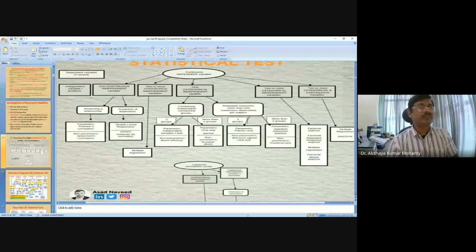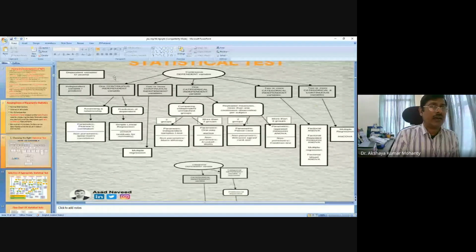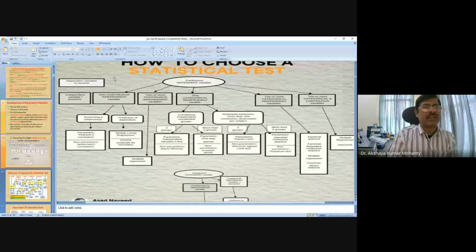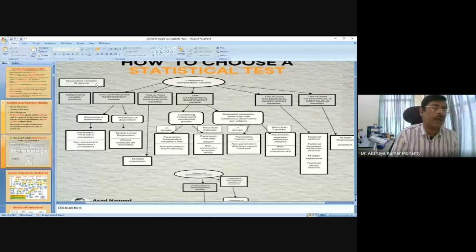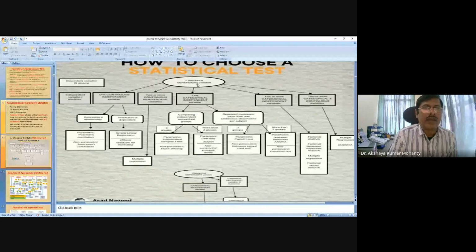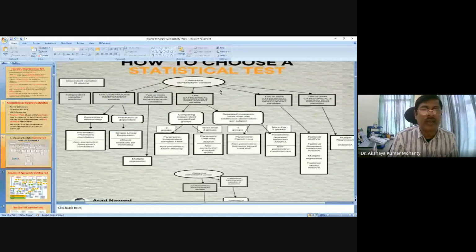So already we have seen how to choose a statistical test. The first one is the dependent variable or the outcome, because the other name of the dependent variable is the outcome. And now this outcome variable, we are taking in the form of a continuous dependent variable. So if our dependent variable is in continuous format, what type of statistical test can we use?